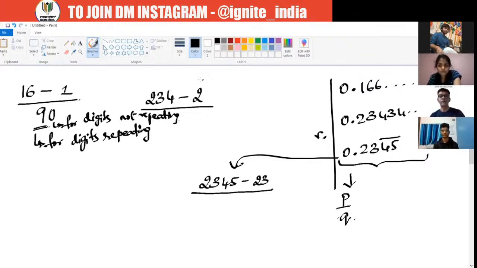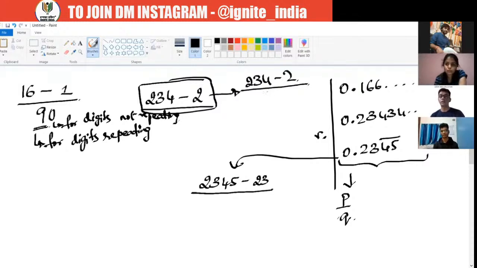Okay, so if I look at 234 minus 2, how do I convert this? 234 minus 2 is your numerator, divided by how many digits are repeating? 3 and 4 are the two digits repeating, so two 9s. How many digits not repeating? One digit not repeating, so one 0. So can anyone tell me what would be the denominator of the third one, 2.345454545? 9900. Two 9s because there are two digits which are repeating, and two 0s because there are two digits which are not repeating.